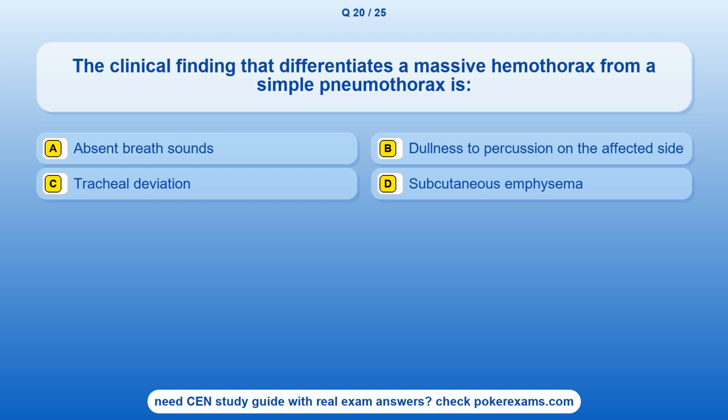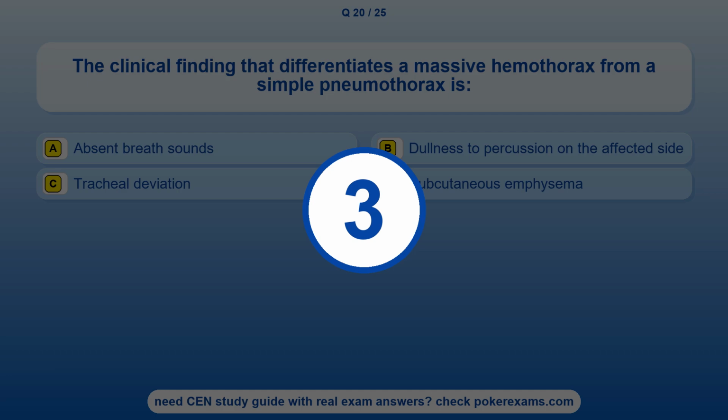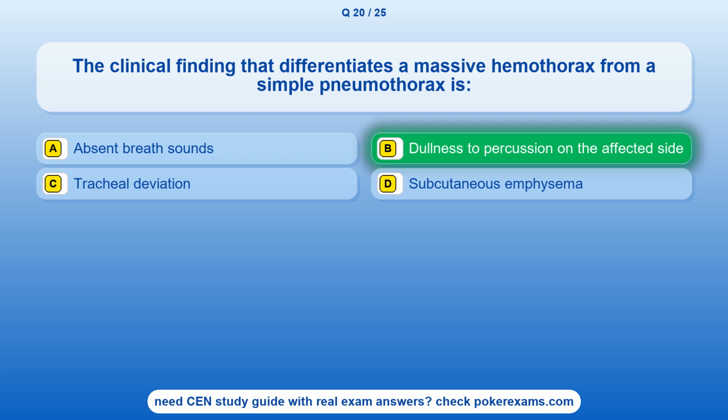Question 20. The clinical finding that differentiates a massive hemothorax from a simple pneumothorax is option A. Absent breath sounds. Option B. A dullness to percussion on the affected side. Option C. A tracheal deviation. Option D. Subcutaneous emphysema. The correct answer is option B. Dullness to percussion on the affected side.